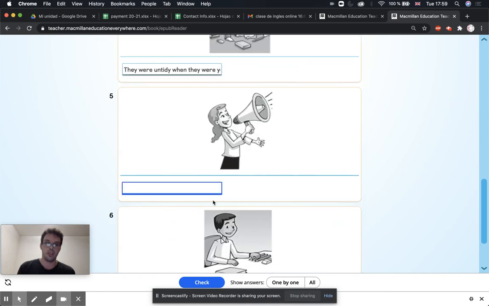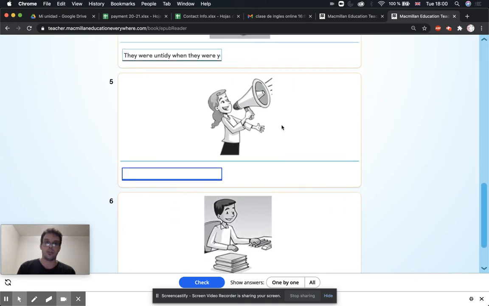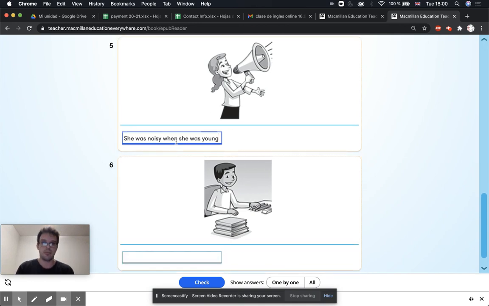Okay. Oh, what was this one? Ruidoso. What was the word for ruidoso? Noisy. So we're going to say she, es una chica. We say she was noisy when she was young. Very good.